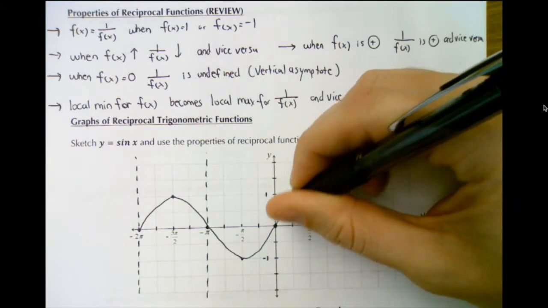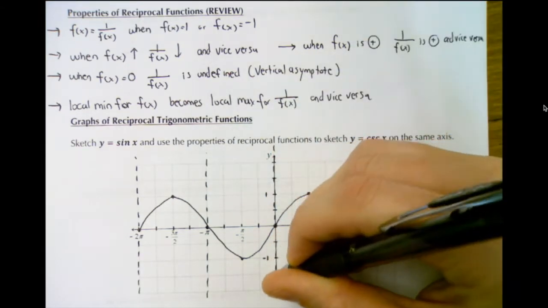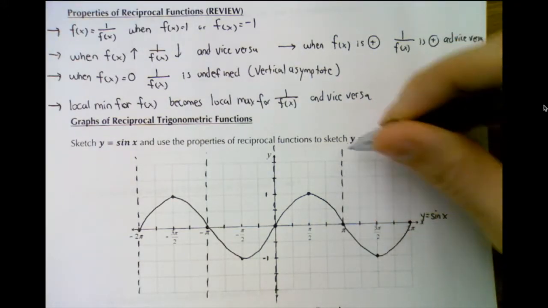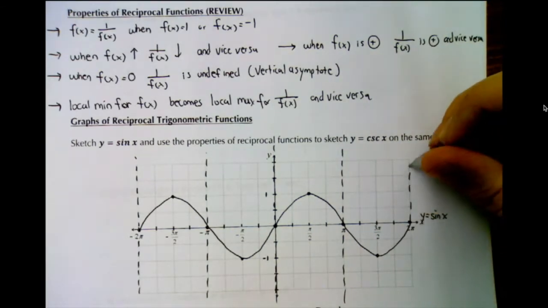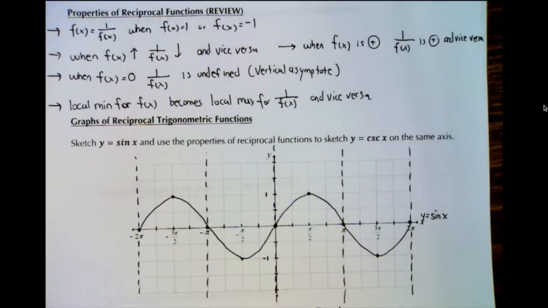It's 0 at 0. So we've got an asymptote there. It's 0 at pi, so we've got an asymptote there. And it's 0 at 2 pi, so we've got our last asymptote on this graph there. Lots of asymptotes. There's an asymptote every pi, basically, in any direction. So there's our asymptotes.